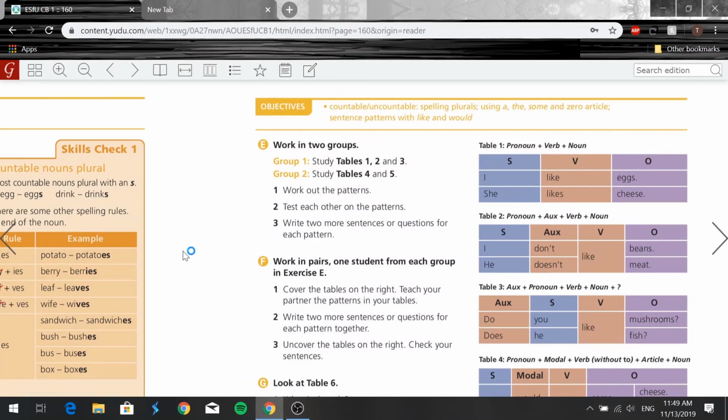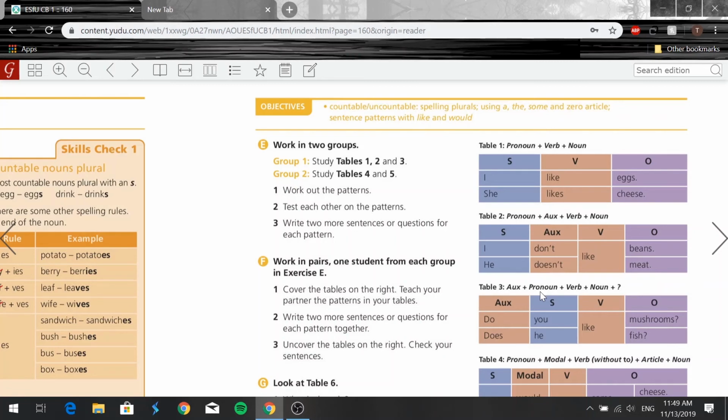Here we have work in two groups, right? If you're in class, do that. If not, it's fine. Work out the patterns for each table, and write two more examples, whether that's two more sentences or questions for each pattern.